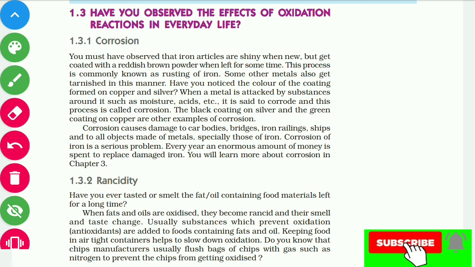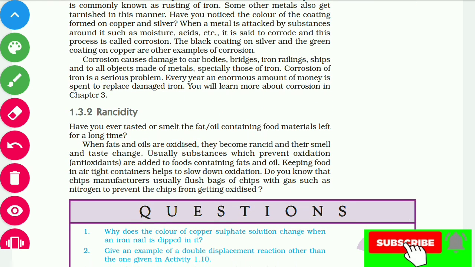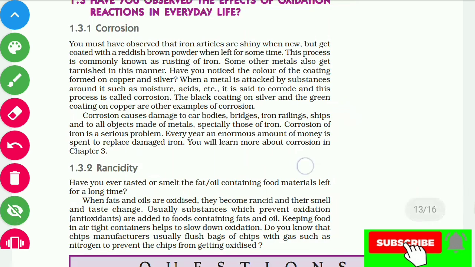Next, rancidity. Rancidity is about food material. When food material is kept for a long time, a bad smell comes. Why does this happen? This happens due to a chemical reaction. All this has been given. So now you go through your chapter and complete your chapter 1.